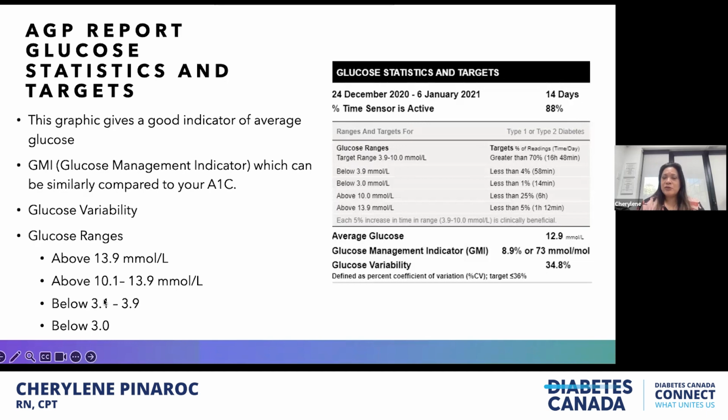How much time is this person in hypo? Anything between 3.1 and 3.9, this person is actually living at 4% of the time. And anything below 3.0, which is something that we need to be careful of, is less than 1%. So this patient is somehow still not in target, and there's still a lot of work that needs to be done.